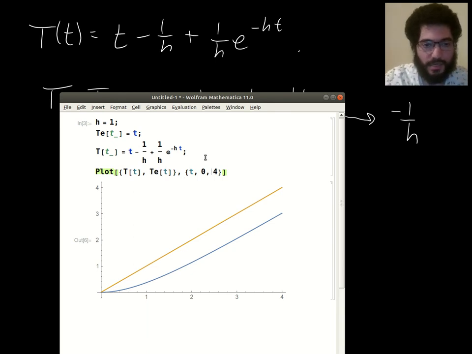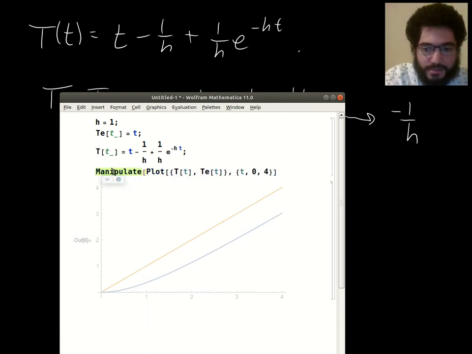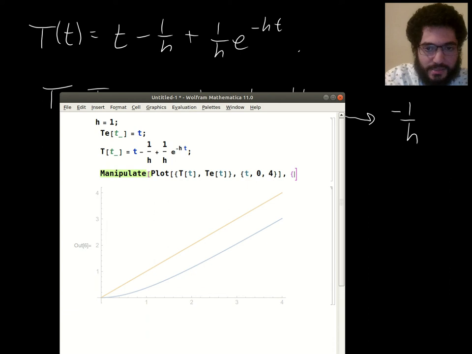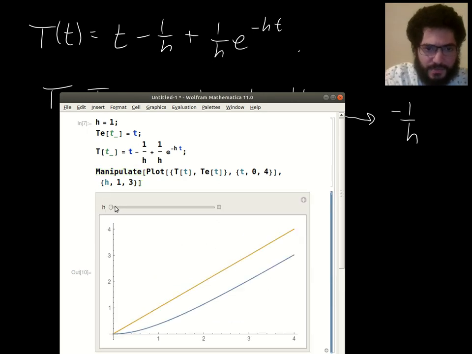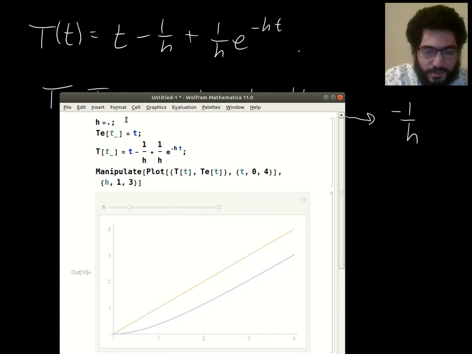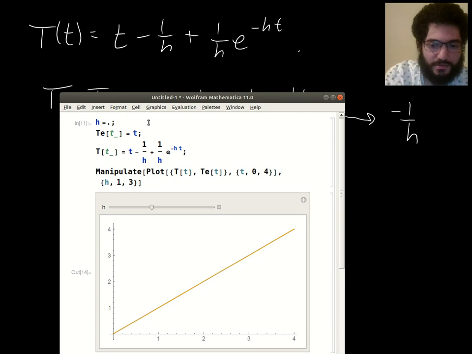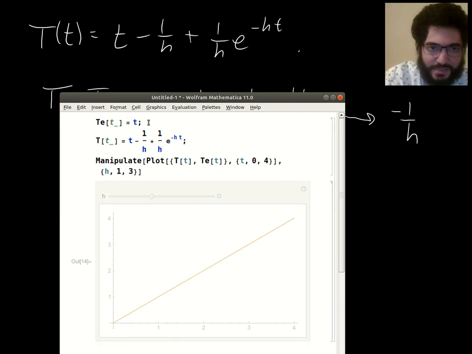Another fun thing we could try is look at the effect of h on things. So let's manipulate this. Manipulate h. So let's vary h from 1 to 2. 1 to 3, how about? Well, I guess I cannot vary h because I already set it to be 1. So let me reset h here. Okay, that's not behaving the way I expected.